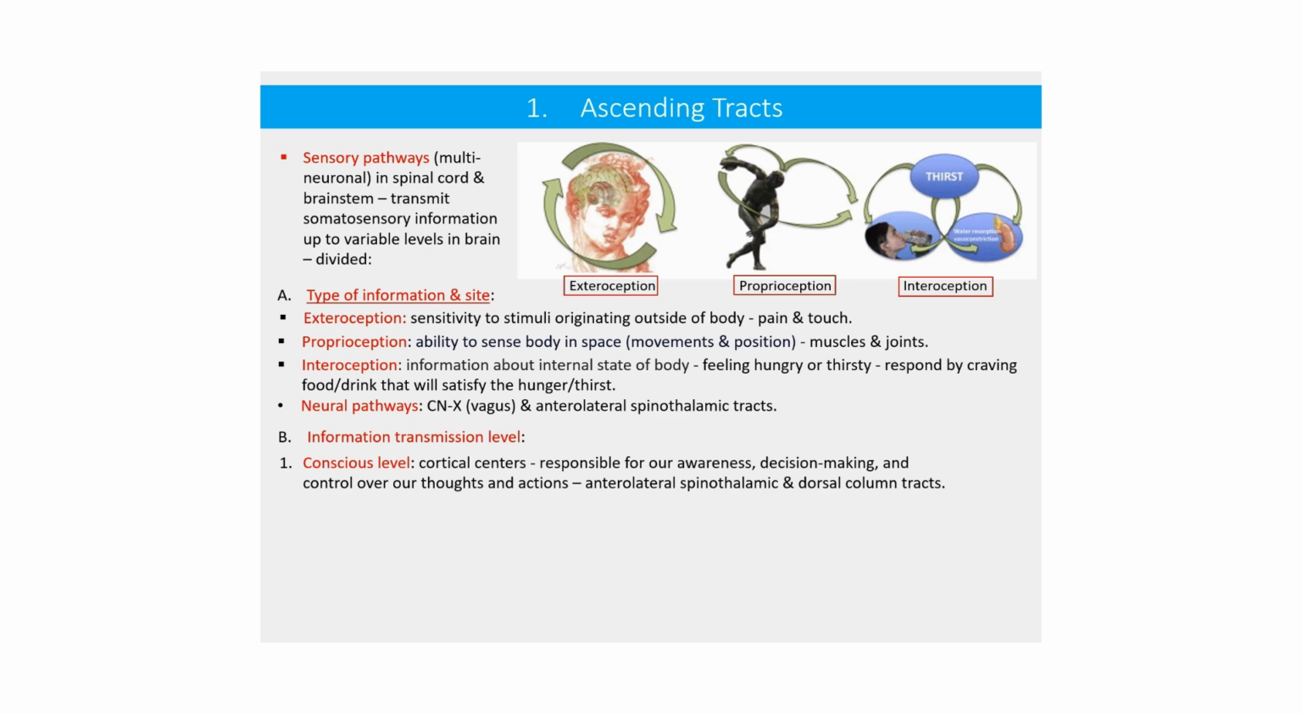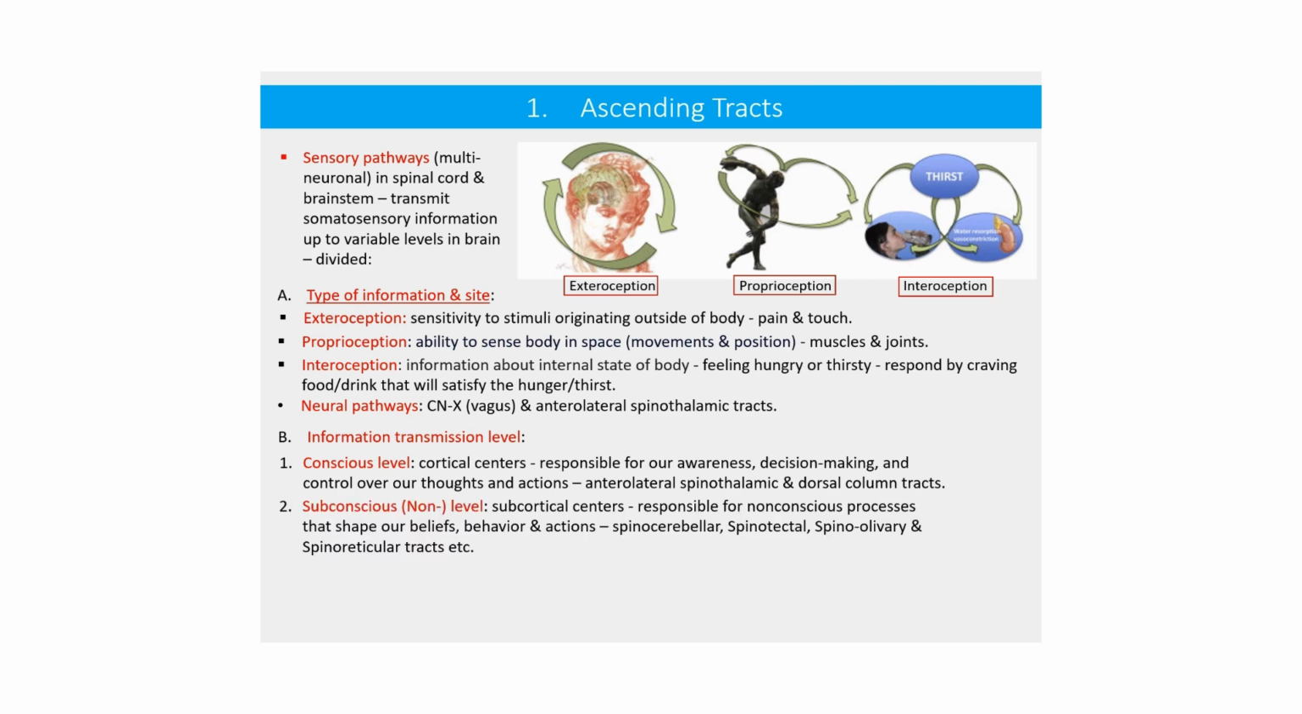And is divided further into two subgroups: conscious level, in which these centers are located in the cerebral cortex, and these centers are responsible for our awareness, decision making, and control over our thoughts and actions. These informations are carried through anterolateral spinothalamic and dorsal column tract.